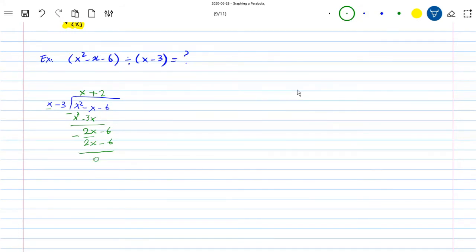So what can I say? I can say if you divide x squared minus x minus 6 by x minus 3, what you get as the result is x plus 2. In some sense, x squared minus x minus 6 is the same as the product of these two terms plus the remainder 0. So it is x plus 2 times x minus 3 plus the remainder 0, which in this case really doesn't affect anything.